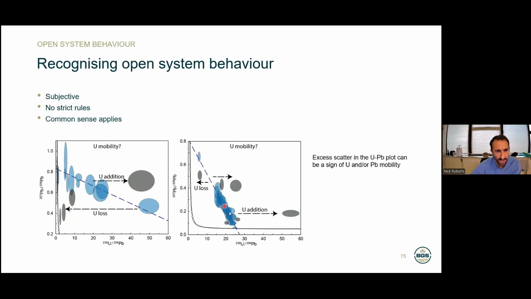Again, it's a bit simpler, I guess, to argue what's an outlier in this right-hand plot. Again, is this a sign of uranium mobility? We really don't know.